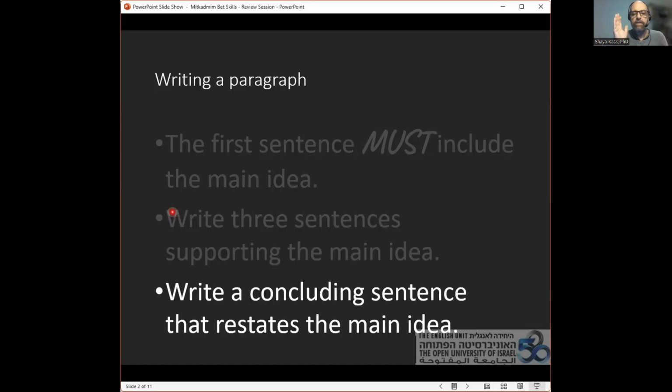And then, and a lot of students have a hard time with this, you repeat yourself. Your concluding sentence should restate the main idea. It doesn't have to be word for word, you can use other words, but you're giving the main idea again. The point here is to make it easy for the reader. You're writing so the reader gets information. Make it easy for them. Give them the main idea, support the main idea, restate the main idea.